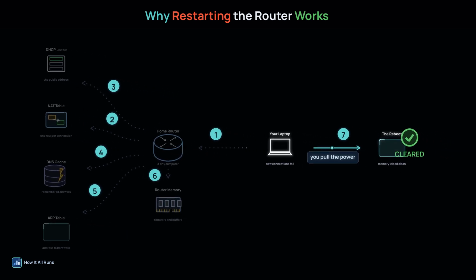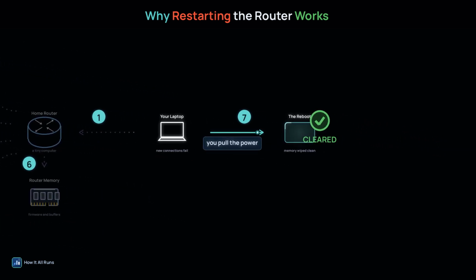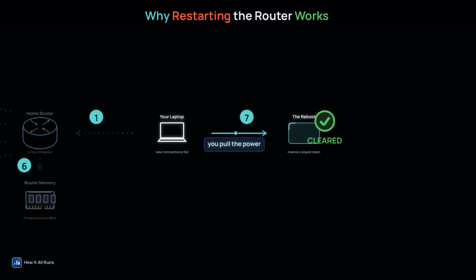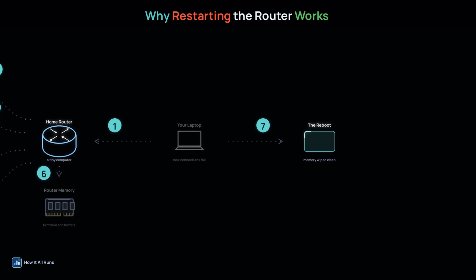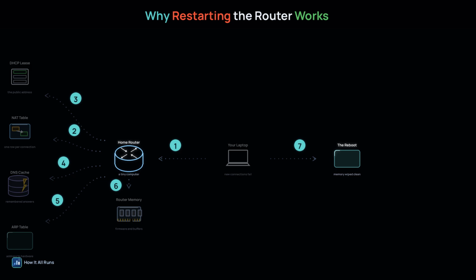Then you pull the power. Every one of those tables lived in volatile memory, so NAT, DHCP, DNS, and ARP all disappear together. The firmware restarts clean, and the radio driver initializes from scratch. On the way back up, the router requests a fresh lease, gets a current public address, and builds every table again from an empty page. Suddenly everything works, and it genuinely does look like magic.